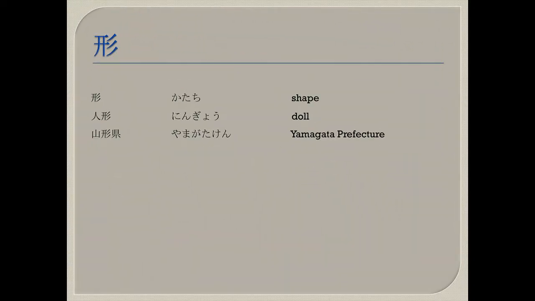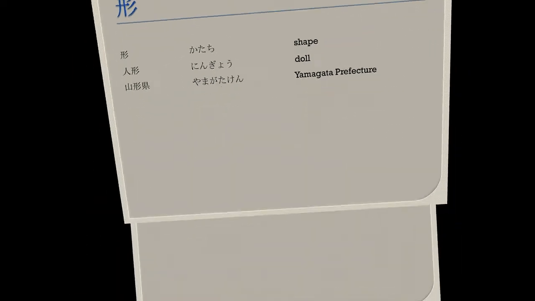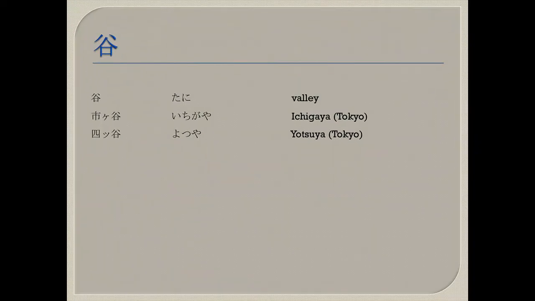This kanji is read as katachi, and it means form or shape, and it's used in the vocab item ningyo, which means a doll, and in the place name Yamagata Ken, which is Yamagata Prefecture. This kanji means valley, and it's read as tani, and it's used in lots of place names, including Ichigaya and Yotsuya, both of which are in Tokyo.